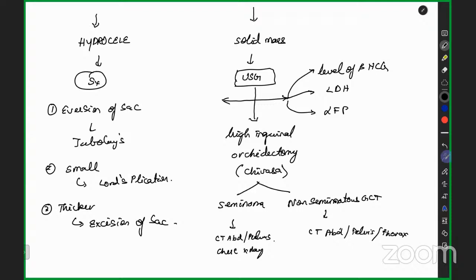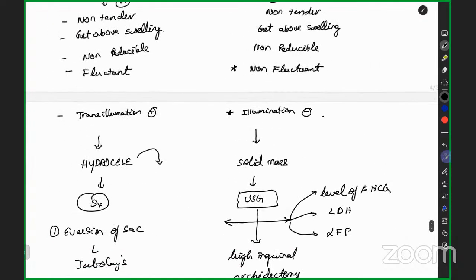But here the testis will be palpable. In a secondary case, the testis will be palpable. So ultimately, what is a hydrocele? Hydrocele is nothing but accumulation of fluid in tunica vaginalis. That's all. Okay? So don't forget: accumulation of fluid in tunica vaginalis. That is going to be your vaginal hydrocele.